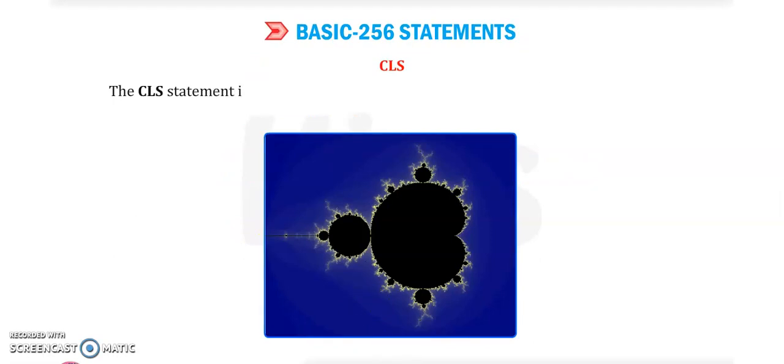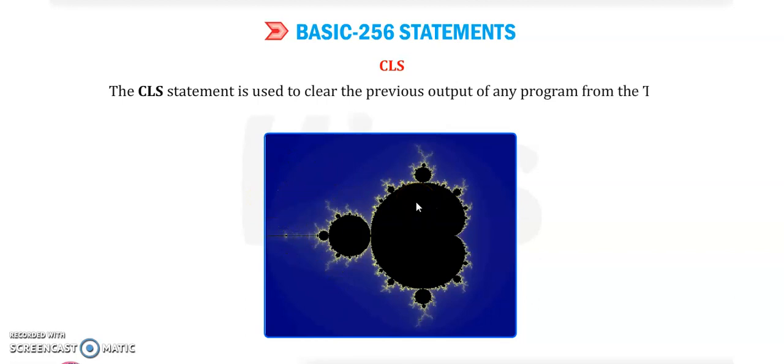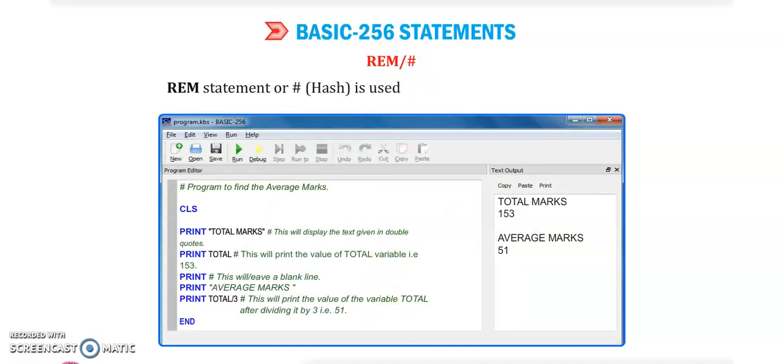So the next point is basic statements. Some statements we use again and again in programs. So I will explain CLS. What is the use of CLS? The statement is used to clear the previous output of any program from the text output area. Next, the REM command, with the hash sign, I explained in the previous example. We can write the REM statement, or we can write it with the hash sign also. Both are the same. The REM command is used to give a comment in a program. If we want to write any comment or message for the program, we can use a comment.